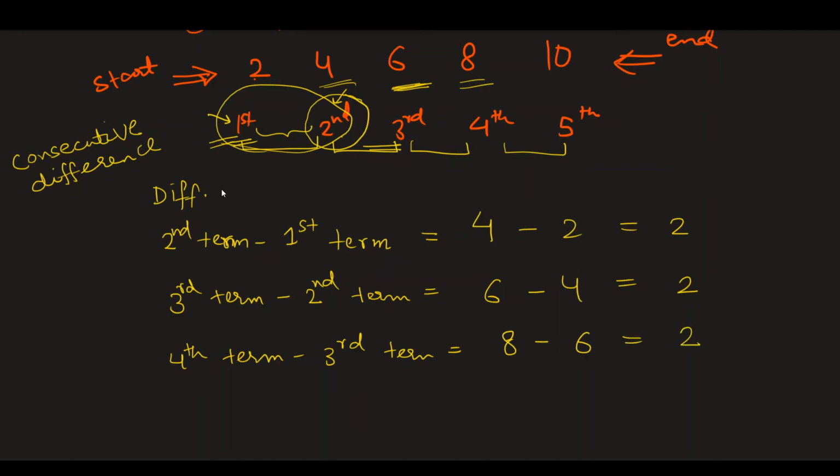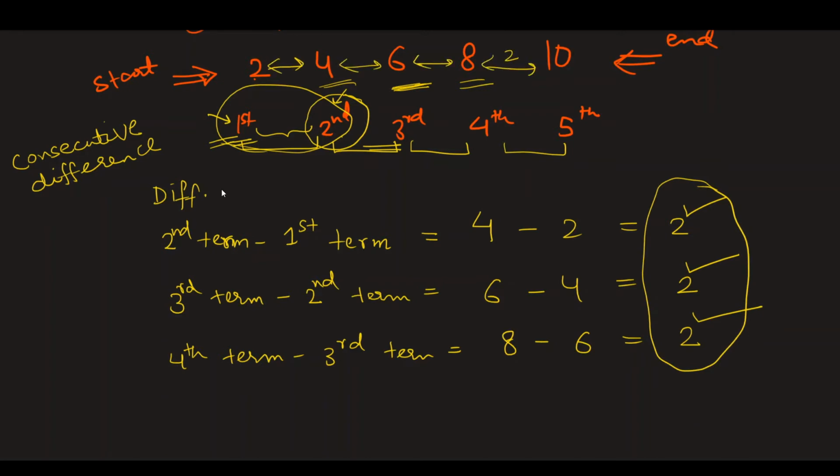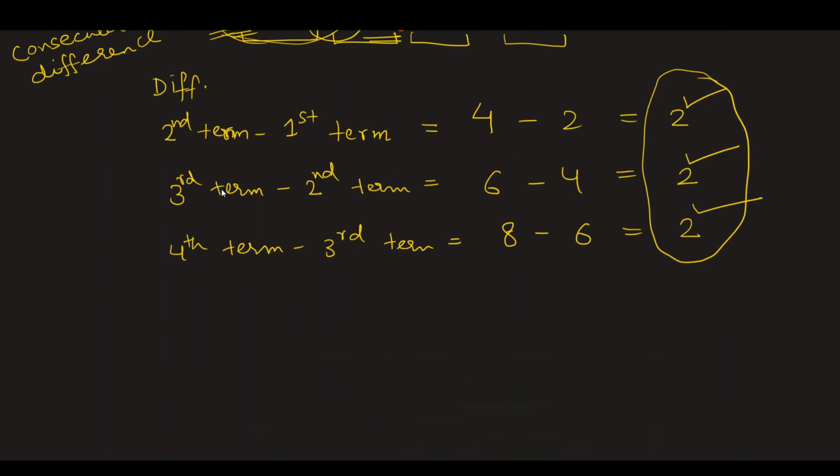Note that second term minus first term is 2, third term minus second term is also 2, and fourth term minus third term is also 2. So these all are equal. So the consecutive difference between all these terms is always 2. These kinds of sequence are known as arithmetic progression.